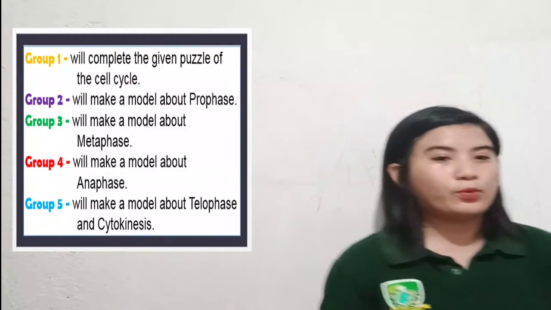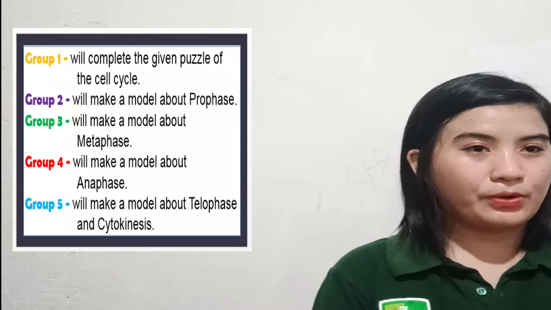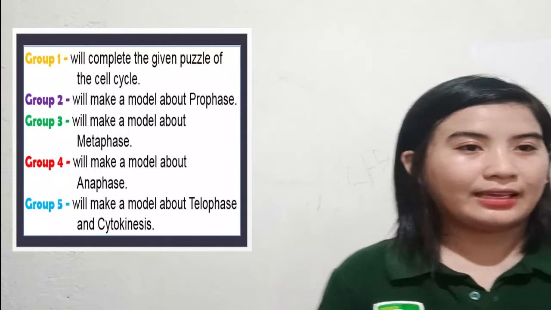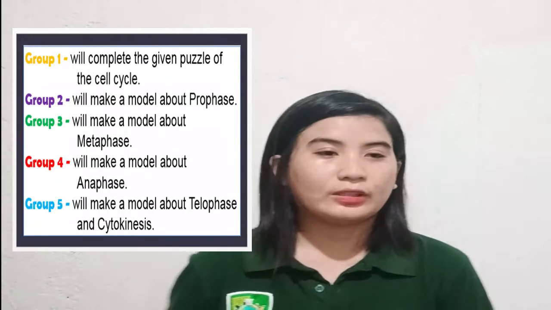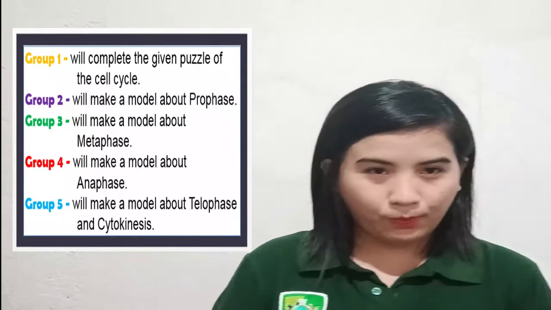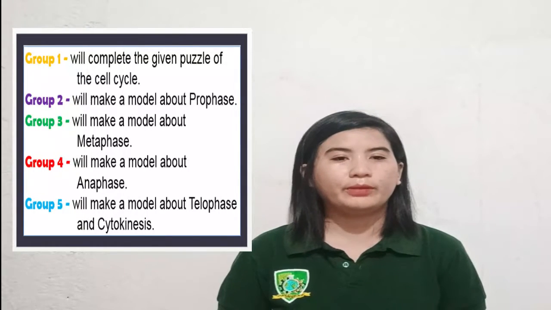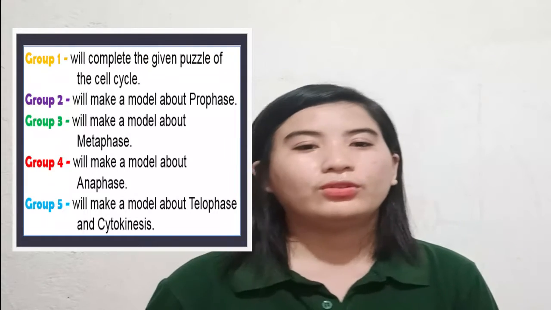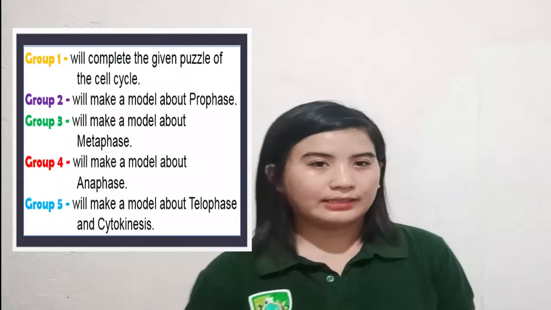Now let's define what is cell division. Cell division is the process in which the cell divides, and it consists of interphase and mitosis. Let's have an activity first. Group 1 to group 5. Group 1, you will complete the puzzle of the cell cycle, which is the interphase. Group 2, you will make a model of prophase. Group 3, metaphase. Group 4, anaphase. Group 5, telophase and cytokinesis. You only have 15 minutes to do the activity.